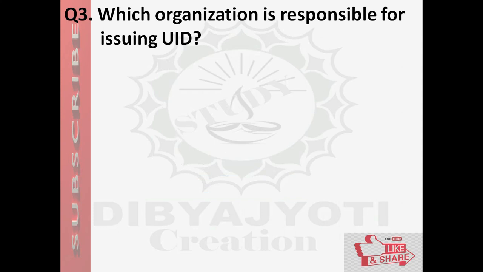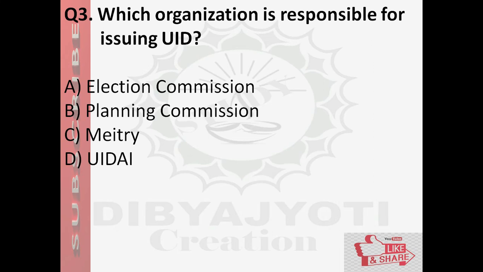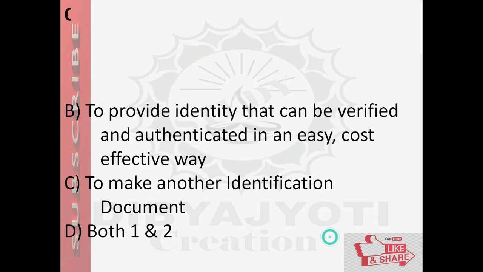Which organization is responsible for issuing UID? Options are: option A, Election Commission; option B, Planning Commission; option C, Maitri; option D, UIDAI. And answer is option D, UIDAI. Then move on to question number 4.